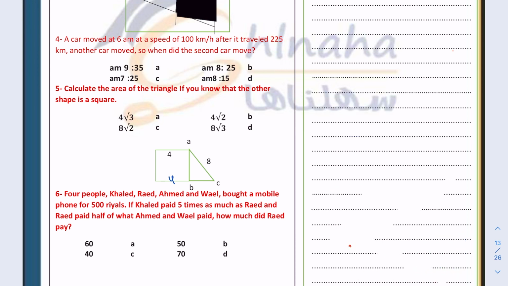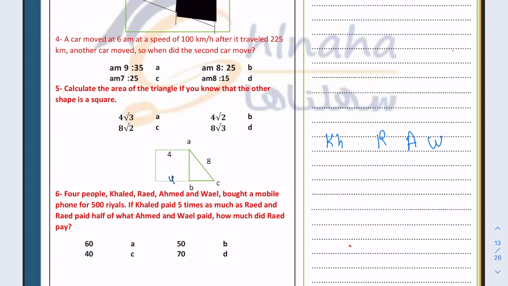Question number 6. We have Khalid, Raed, Ahmed, and Wael. He mentioned that Khalid is 5 times Raed, and Raed is half of Ahmed and Wael. And they all have 500 riyals to share together. We need to find the value of each one of them. Okay, now in this case, I will write.